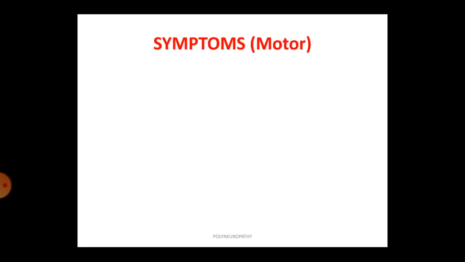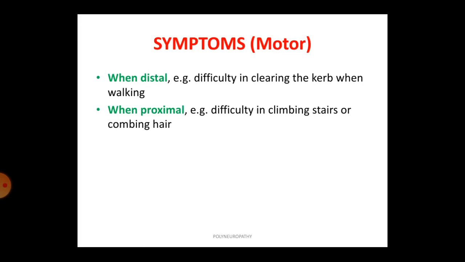Now symptoms. Symptoms means whatever the patient is complaining of. Which are the motor symptoms? Whenever weakness is over the distal aspect, there will be difficulty in clearing the curb when walking. Curb means a type of obstacle generally found at the doorstep. Clear? So there will be weakness or difficulty in dorsiflexion, making it difficult to cross the curb.